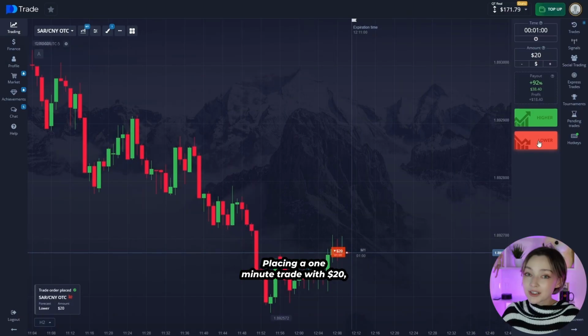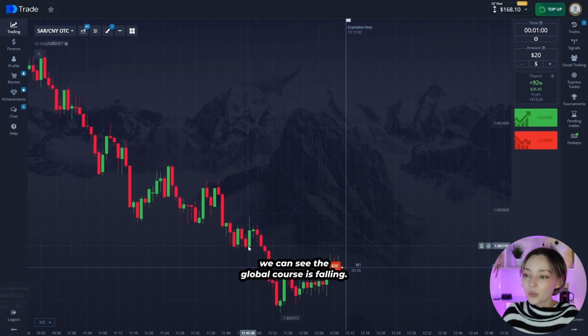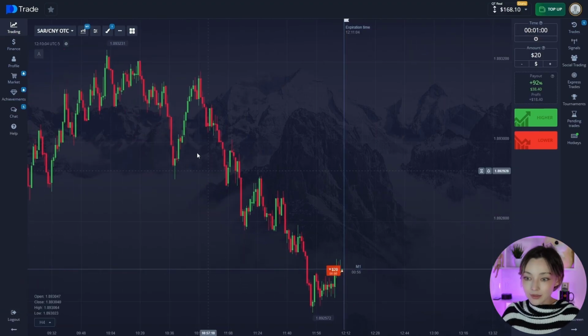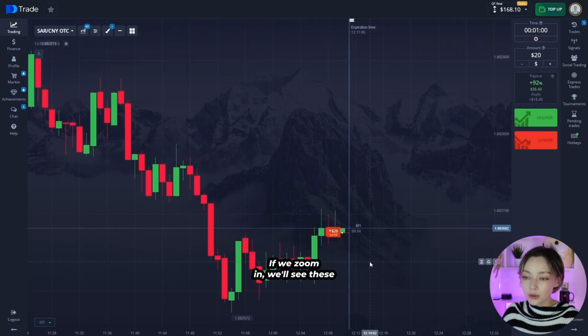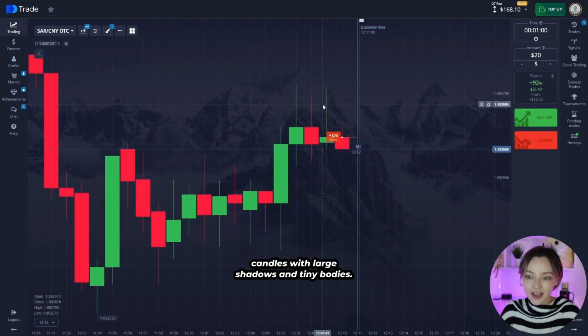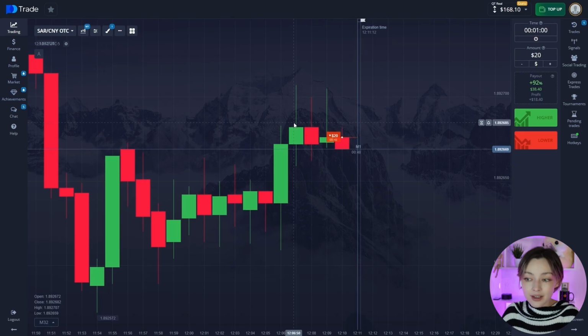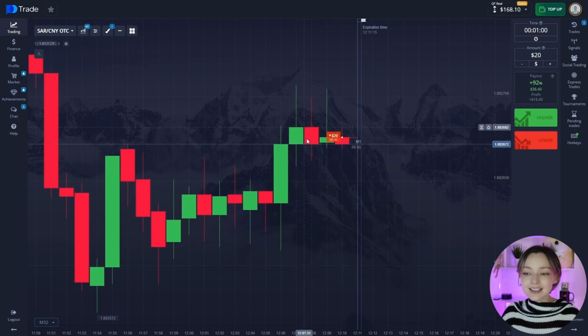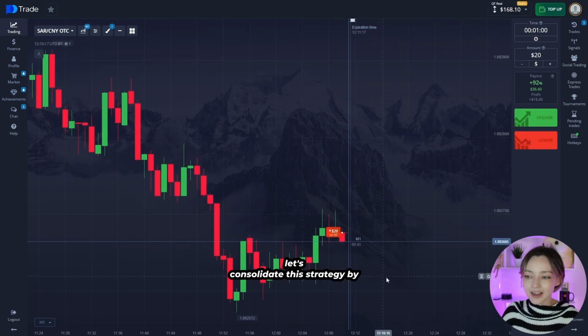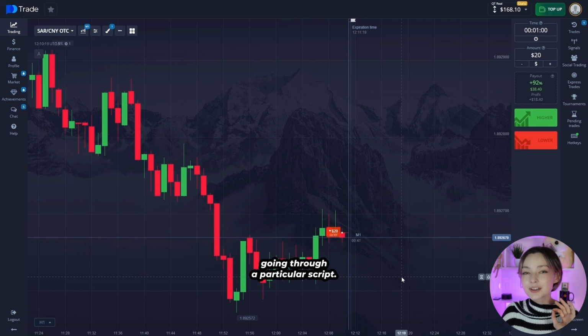Placing a 1 minute trade with $20, we can see the global course is falling. If we zoom in, we'll see these candles with large shadows and tiny bodies. And these shadows are atop. While this trade is getting processed, let's consolidate the strategy by going through a particular script.